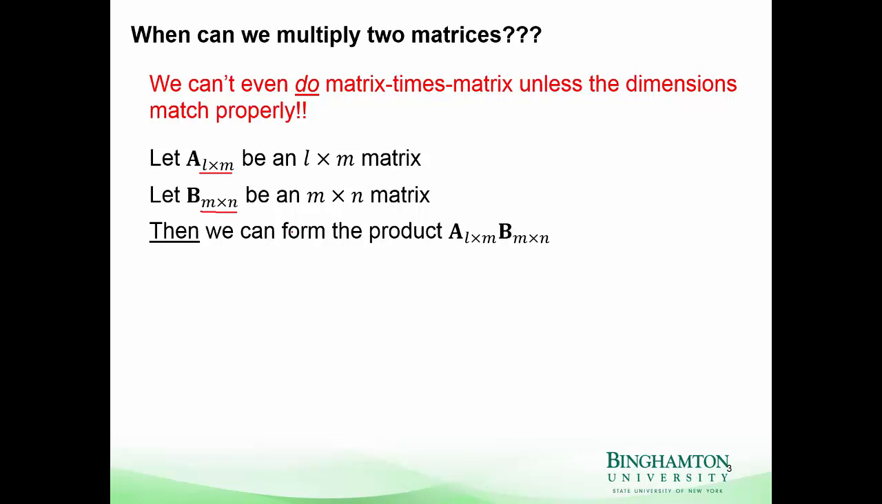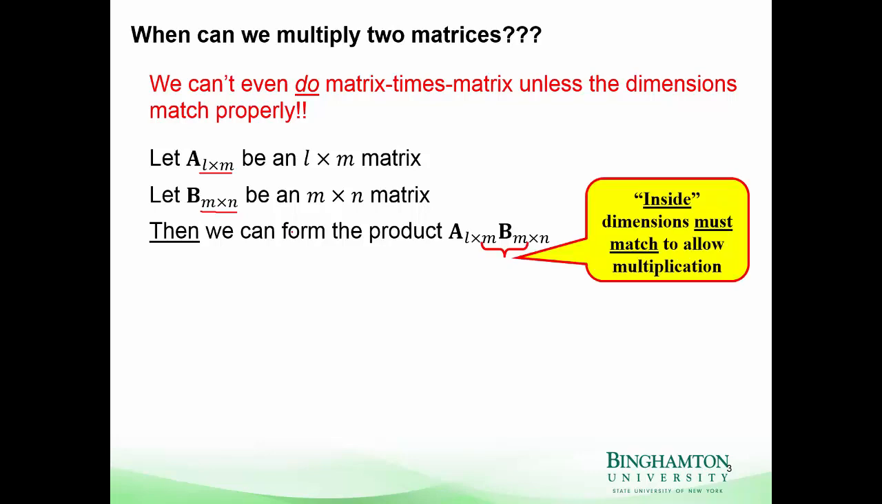So A is going to be an L by M matrix, and B will be an M by N matrix, where L, M, and N are all integers. And then with these two matrices, with these particular dimensions, we can form the product A times B. The reason that we can do that is because if we look at the inside dimensions, when we put them side by side in the order we want to multiply them, the inside numbers must match.